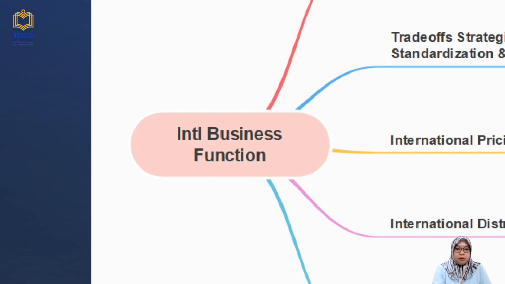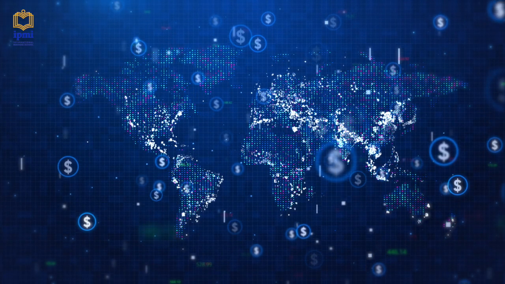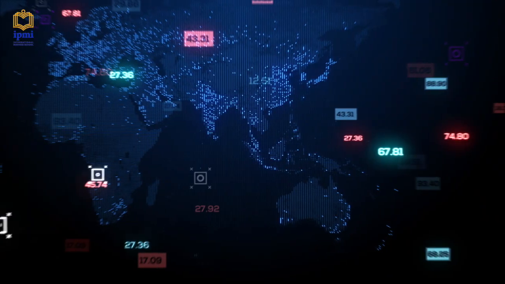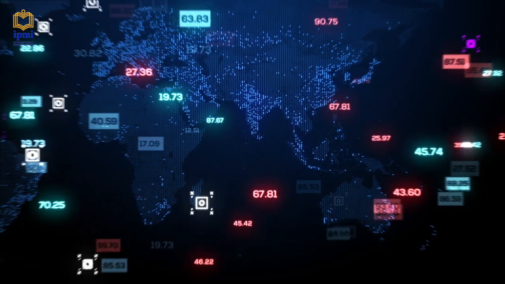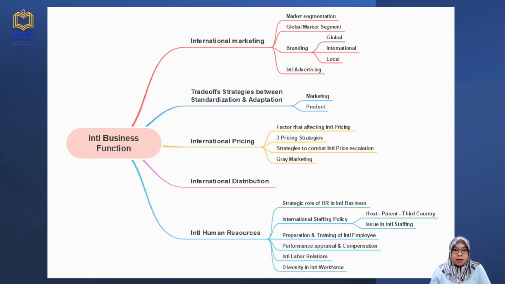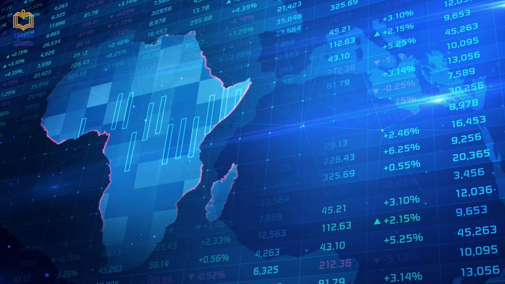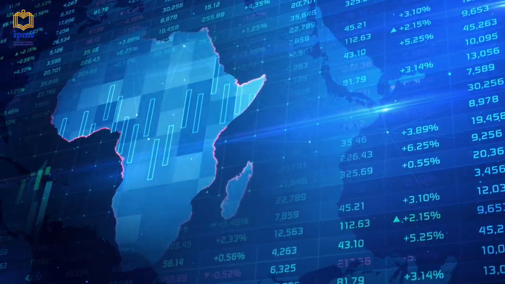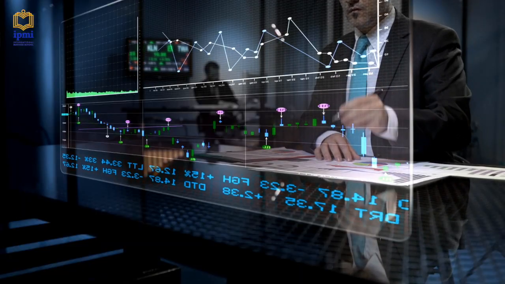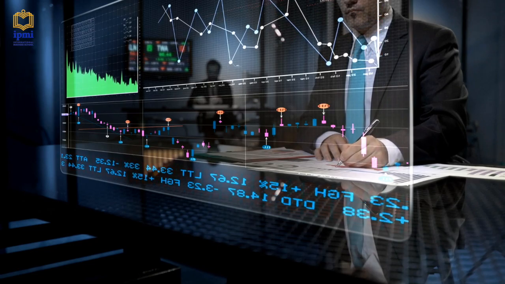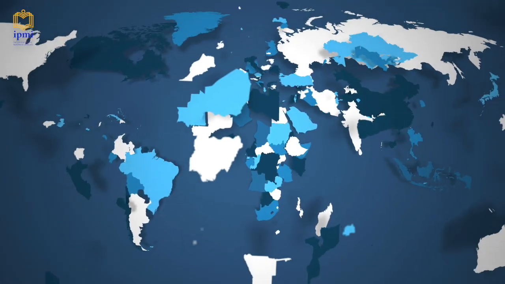Finally, the last chapter of the course is about international business functions, a crucial aspect of conducting business in the global market. It encompasses a range of activities from marketing, pricing, distribution, and human resources. International marketing is the process of identifying and meeting the needs of consumers in different countries. It involves market segmentation, global market segmentation, branding, and international advertising.